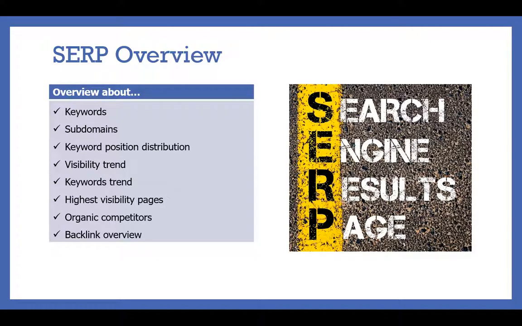SERP Overview. Keywords, subdomains, keyword position distribution, visibility trend, keywords trend, highest visibility pages, organic competitors, and backlink overview are the items included in the SERP Overview.